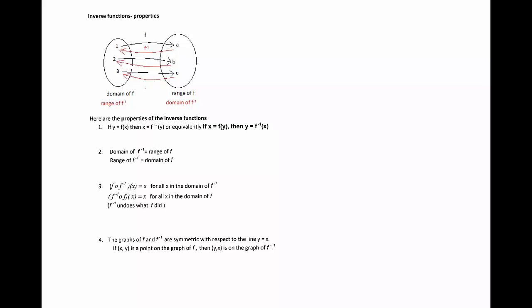We'll summarize here properties of the inverse functions. So let's look at the diagram. We are starting with function f, and the function f assigns to the value x, value y, and the function f inverse does opposite, assigns to the value y, the value of x. So y is the value of function f at x, and x is the value of function f inverse at y.